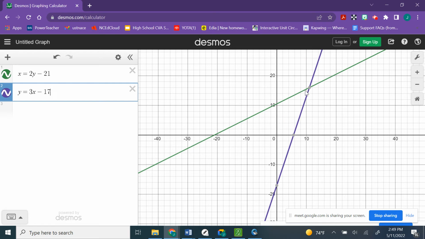Where did they cross each other? 11, 16. And again, that would be, as long as you remember that x is Margaret and y is Susan, then here's your x value.